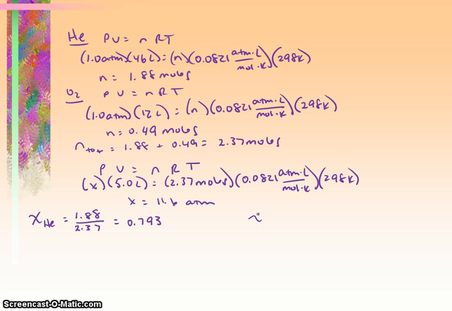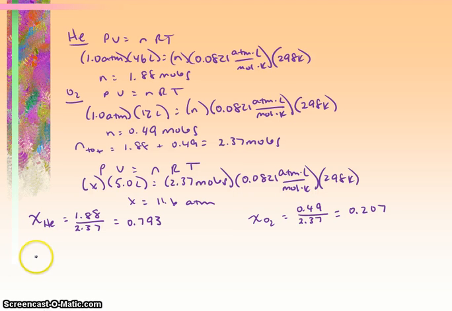And our mole fraction for oxygen will be the part over the whole for oxygen. So 0.49 over 2.37, which will give us 0.207, or 20.7%. We can check our answer because it should add up to 1, or if we change them to percents, it would add up to 100%, and it does.